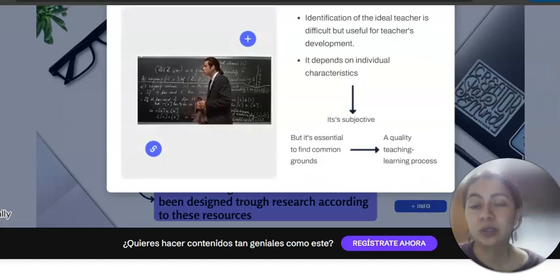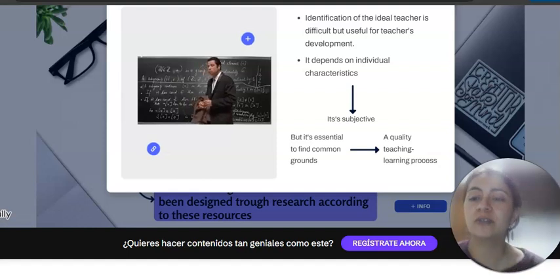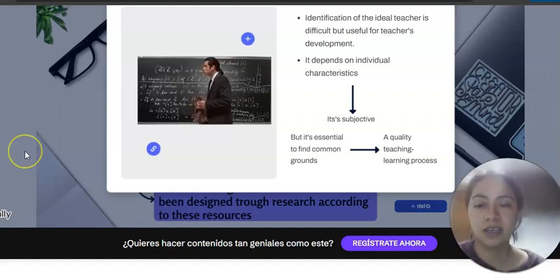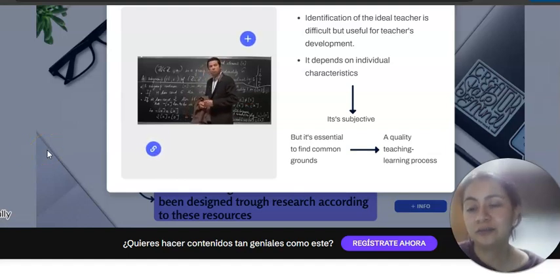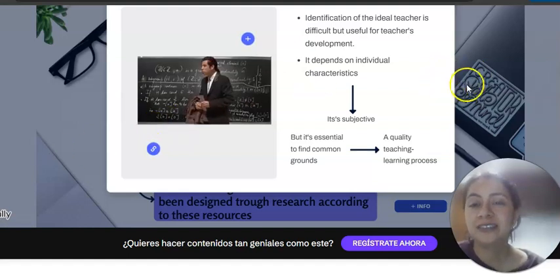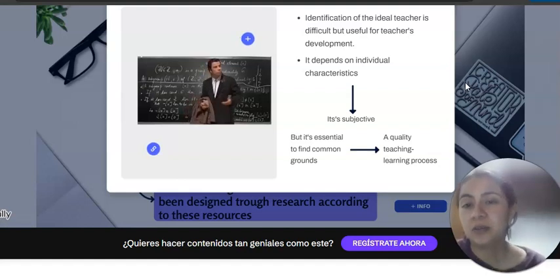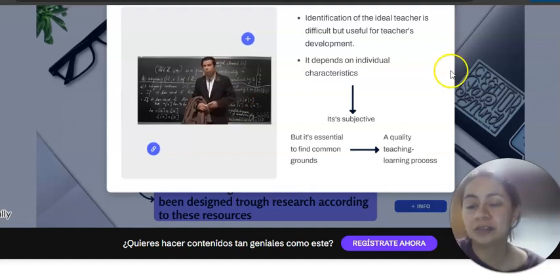In this context, to identify the characteristics of an ideal teacher is a difficult but useful process for teachers' development. And it's difficult because it depends on individual characteristics. This makes this process subjective, but at the same time, it's very useful because it's essential to find some common ground to be a quality English teacher, right?